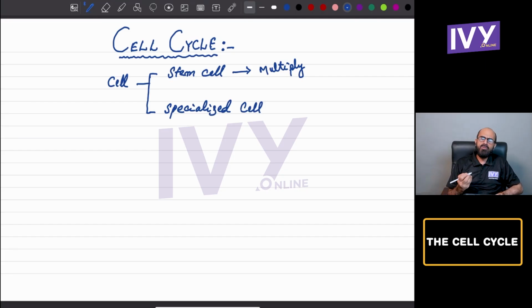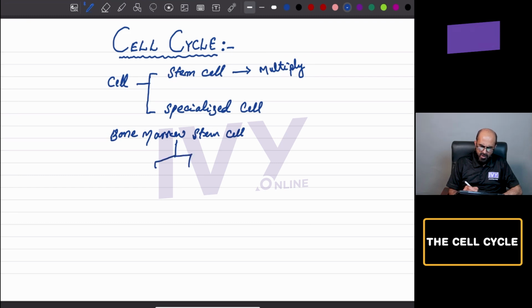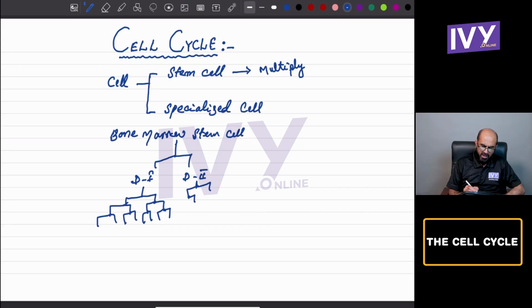I'm just giving you a few examples, like one of the stem cells is the bone marrow stem cell. It divides into daughter cell 1 and daughter cell 2, which are both identical to the bone marrow stem cell. Then the daughter cells will again divide into two, then they again divide into two. In a similar way, the number of cells is going to increase after so many generations if we say that none is going to be specialized.